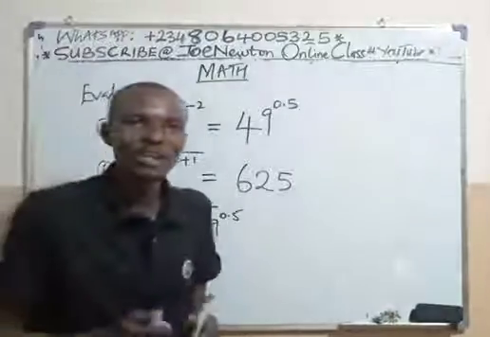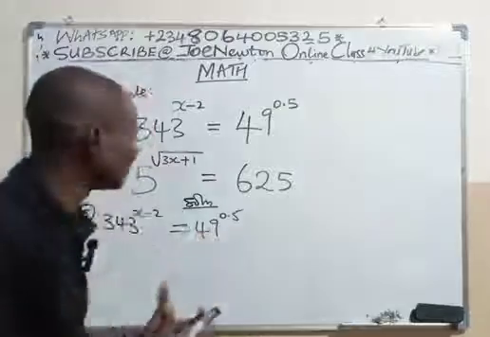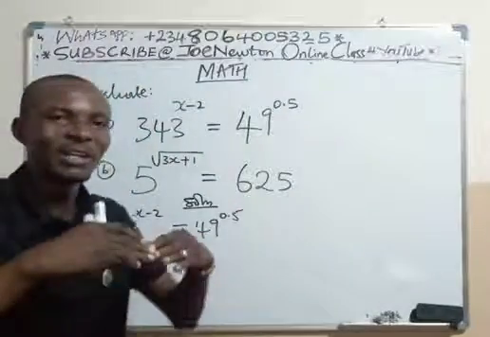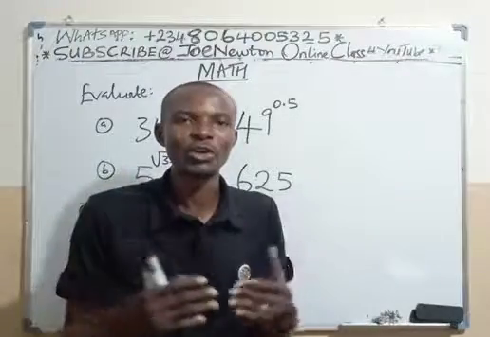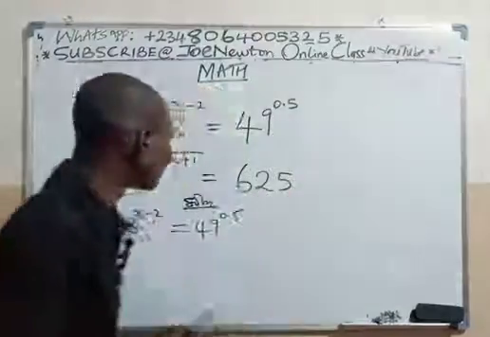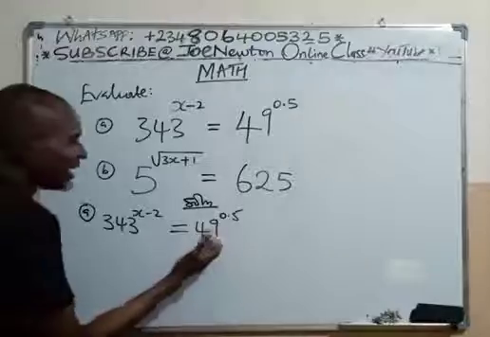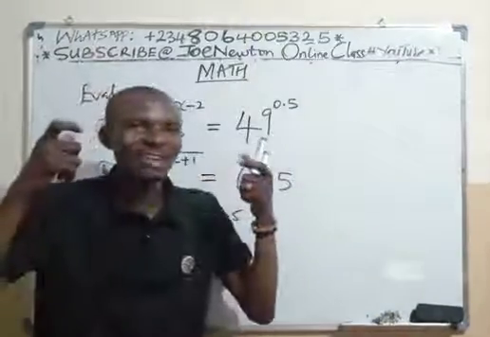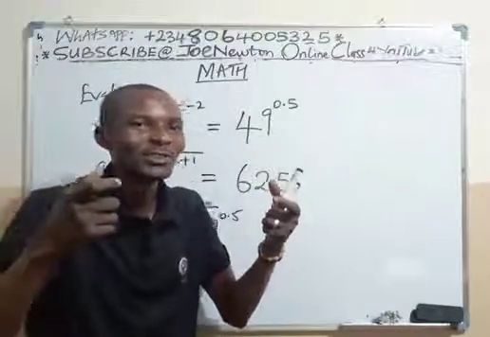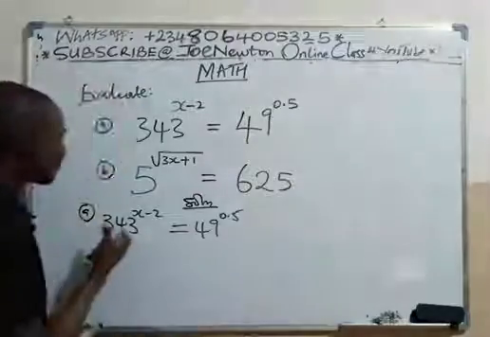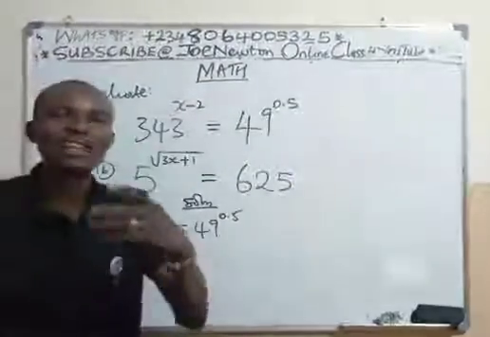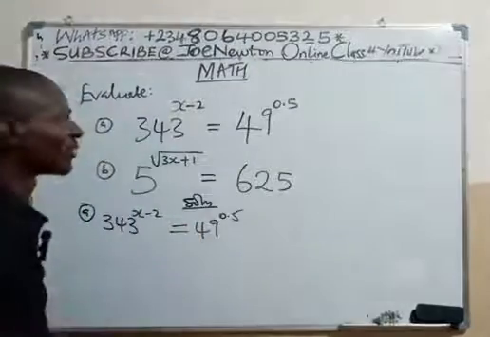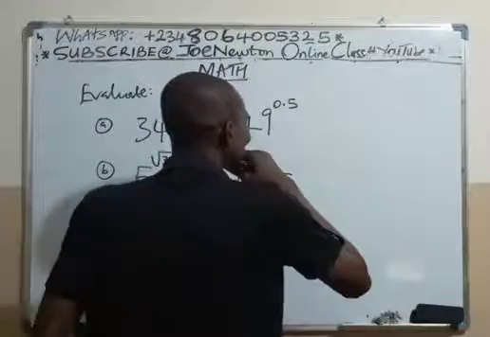Now, when you are solving indices, you look at it very well to know if you are going to make the bases equivalent or the powers equivalent and balance your equation. Now, having seen 49 here, it gives me an instinct that 7 might have something to do with 343. So let me check if 7 can be raised to the power of a certain number to give me 343. And let's work it out.